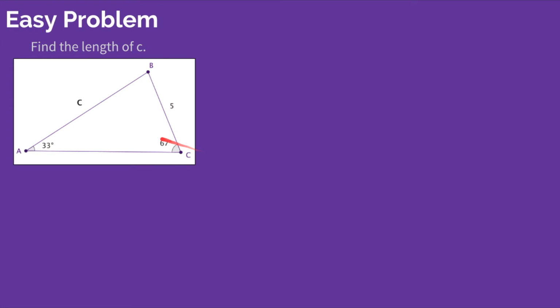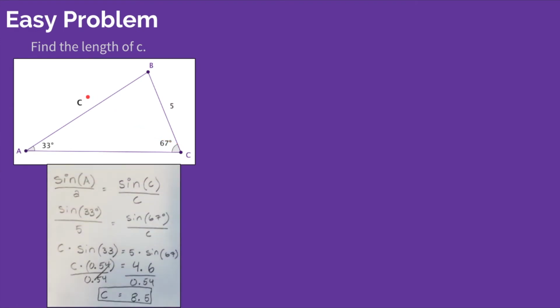Let's do an easy example on this. Find the length of side C. Since we have angle A, side length A, and angle C, we can use the formula sine of A over A equals sine of C over C. Plugging everything in, we should get sine of 33 over 5 is equal to sine of 67 over C. Multiply this out, and you get C times sine of 33 is equal to 4.6. Divide by sine of 33, which is 0.54, on each side, and get your answer, 8.5.